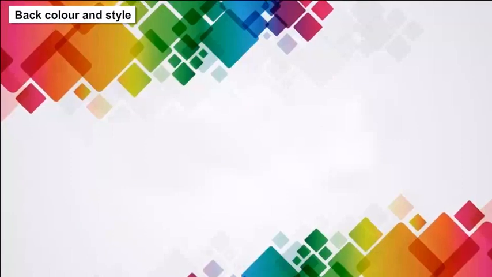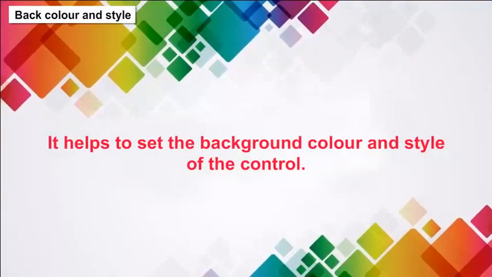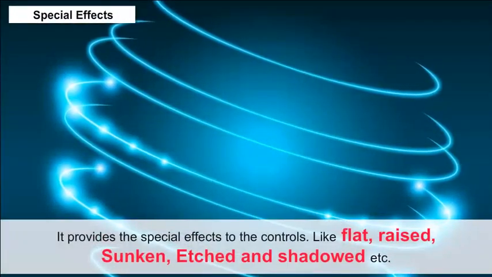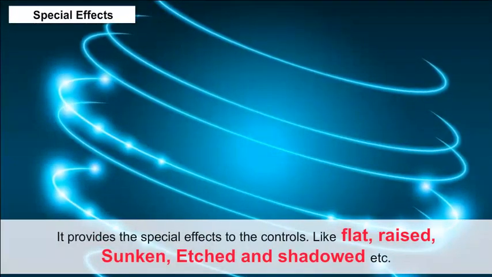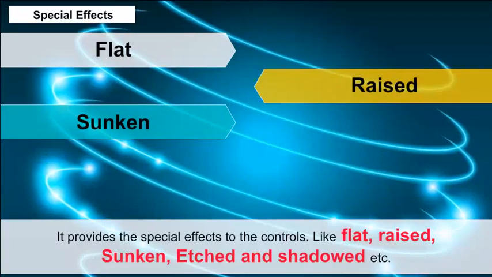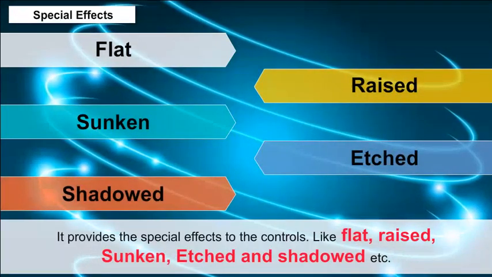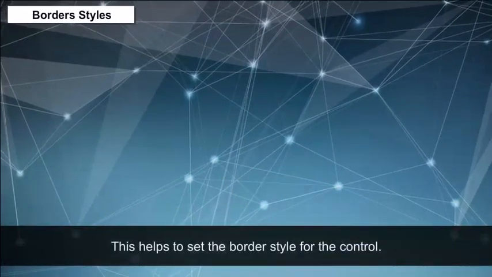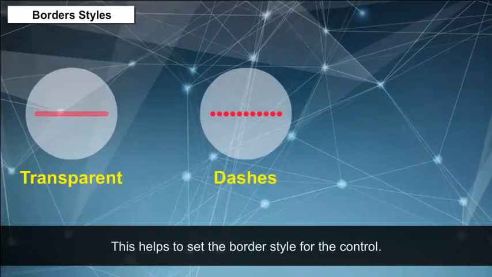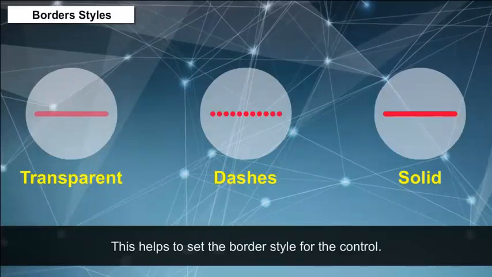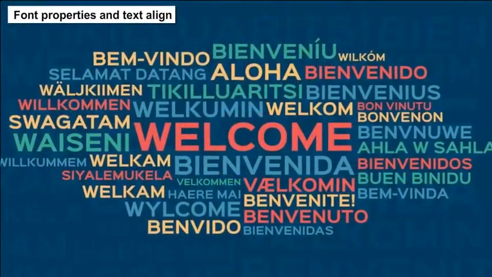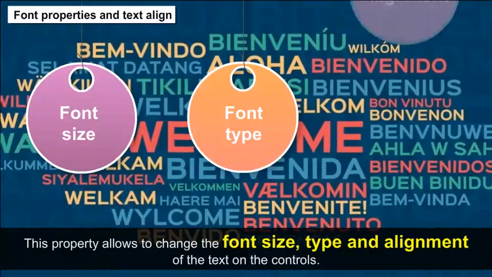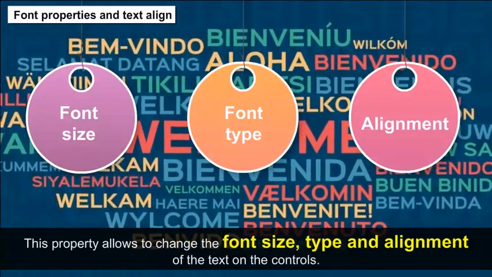Back color and style. It helps to set the background color and style of the control. Special effects. It provides special effects to the control, like flat, raised, sunken, etched, and shadowed, etc. Border styles. This helps to set the border style for the control, like transparent, dashes, solid, etc. Font properties and text align. This property allows to change the font size, type, and alignment of the text on the controls.